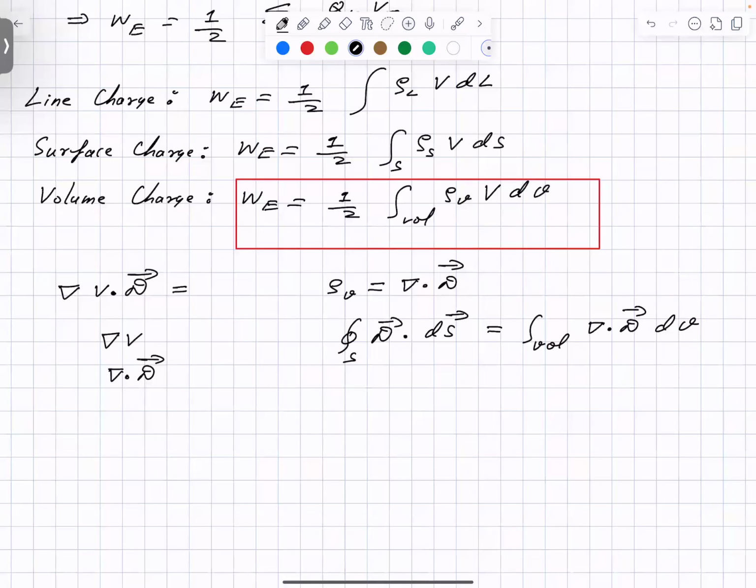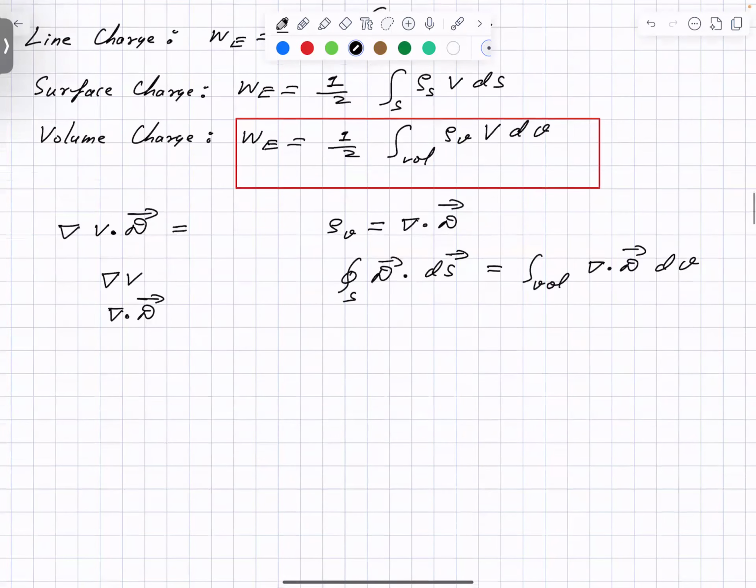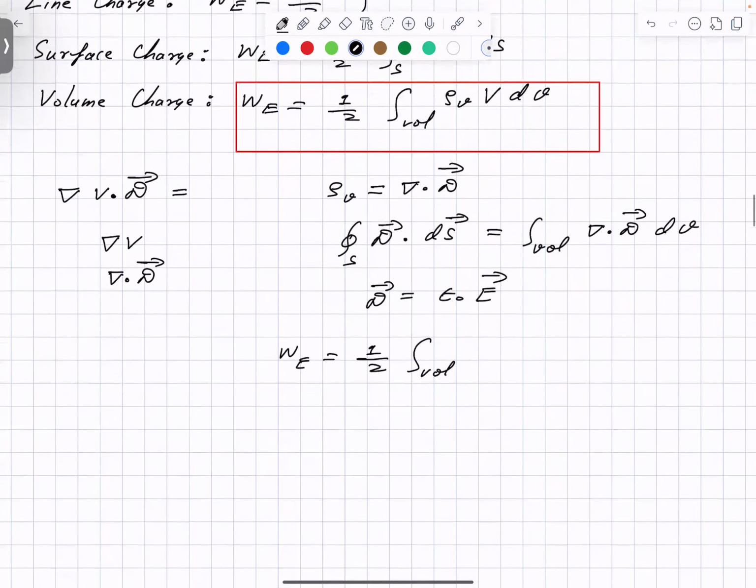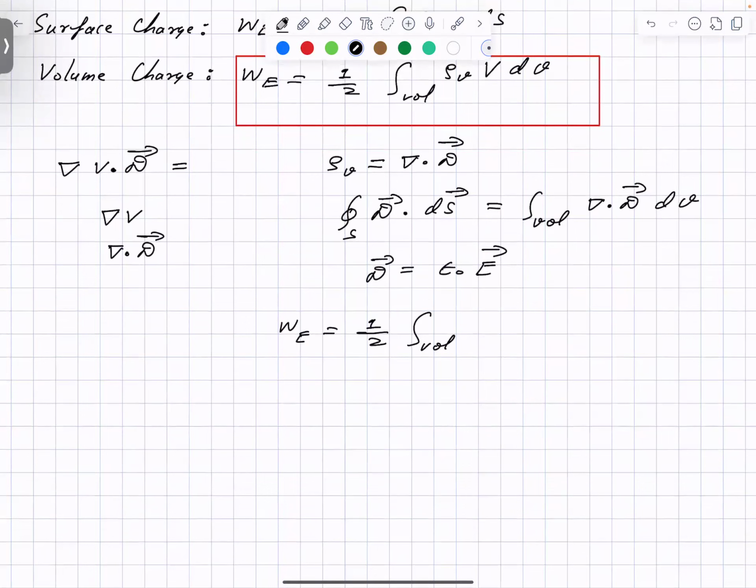So applying all these and also noting that D equals epsilon naught E, we can write We equals half of the volume integral of D dot E. So we have electric flux density, and then we have electric field intensity.